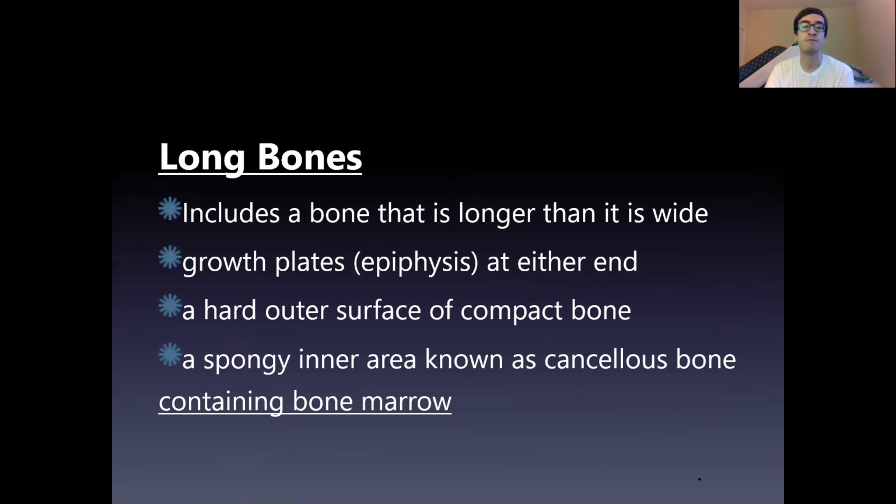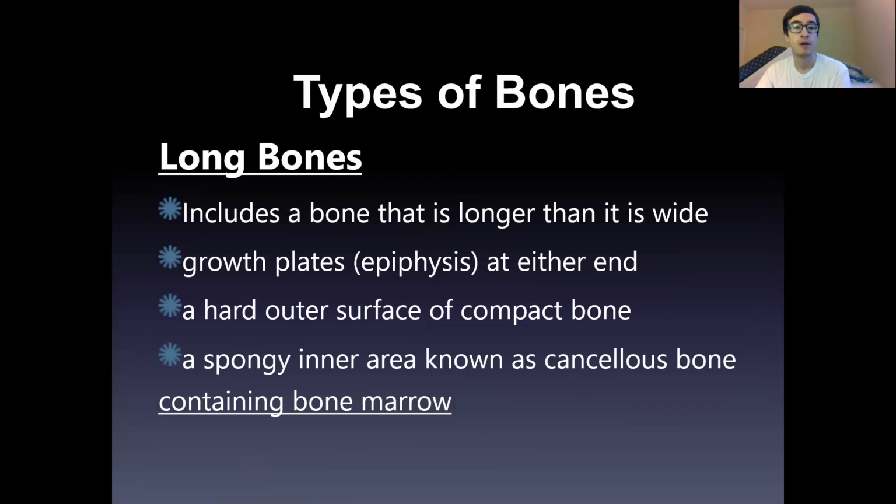So we have 4 major types of bones that exist in our body. The first type is called long bones. These are, just like you would expect, bones that are very, very long and usually somewhat skinny. So it's longer than it is wide.